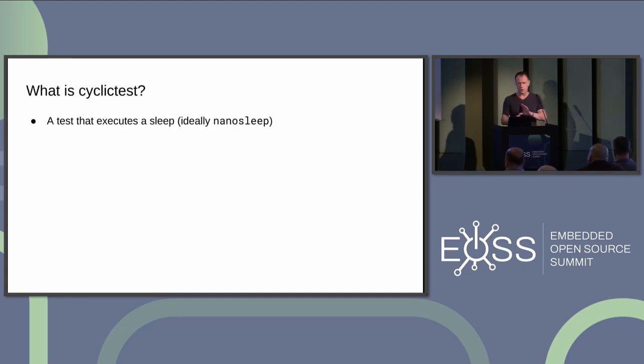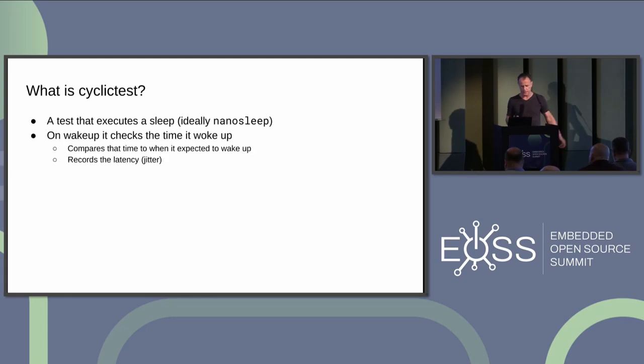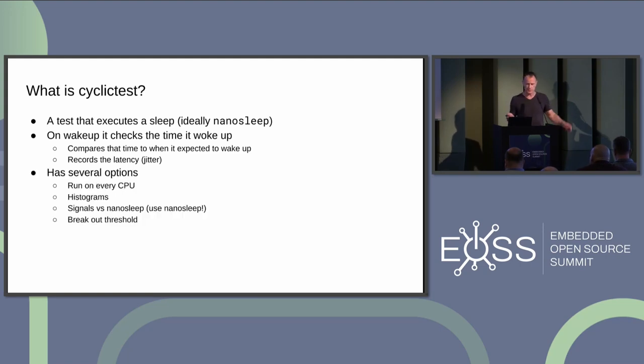So, quick overview. How many people here do not know about cyclic test? I can't see, hold on a second. There's one hand, a couple hands. So cyclic test, real quick overview, was written by Thomas Gleixner over here. It's basically a test that executes a sleep, ideally nanosleep, which it uses by default. On wake up, it checks the time it woke up, compares that to when it expected to wake up, and then reports the difference.